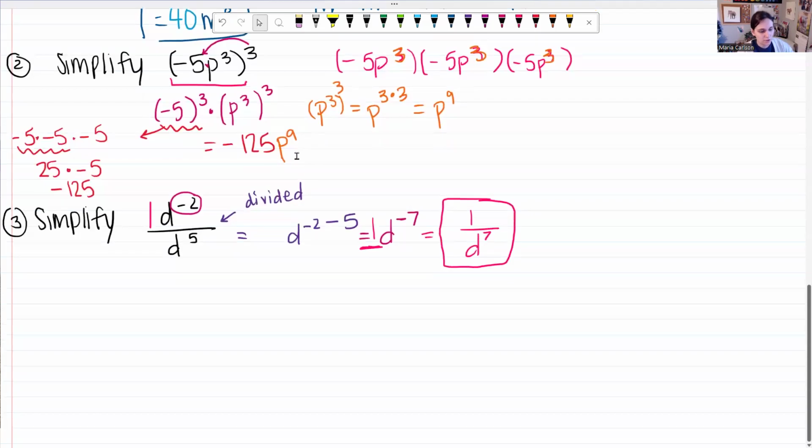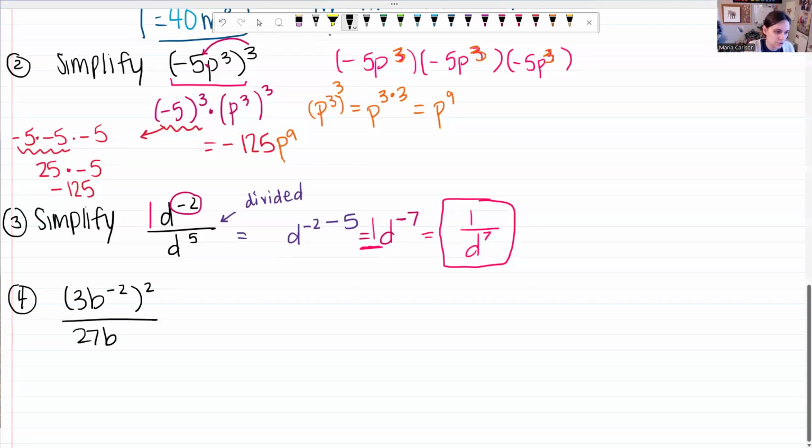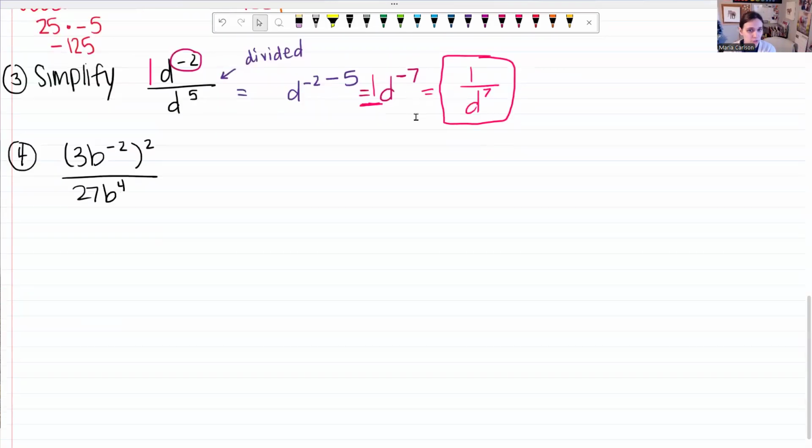All right, number 4. Let's start to look at a couple properties together. Well, this one kind of had a couple together. 3b to the negative 2 power squared all over 27b to the 4th power. As I look at this problem, I notice a couple different operations going on here, so I'm going to use the order of operations.